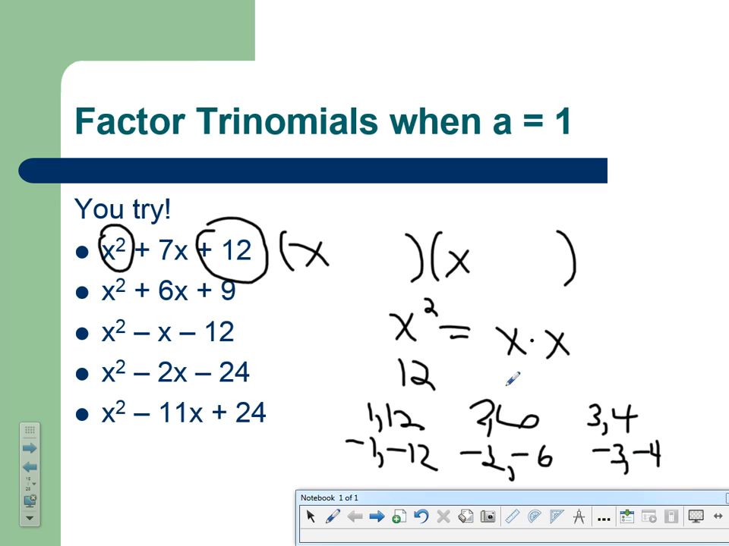Now, of all of these factor pairs, which will add up to be a positive 7? That would be 3 and 4. So we place them here and here. And of course, if you wanted to, you could have put the plus 4 first and the positive 3 last.